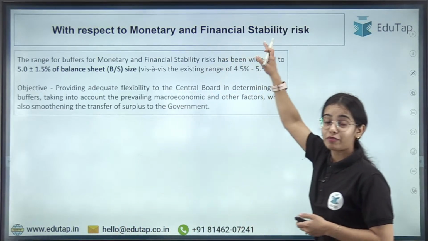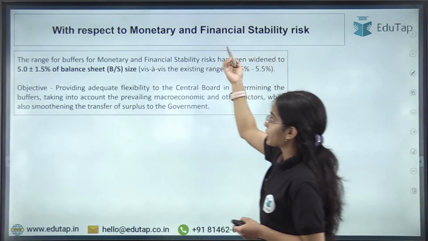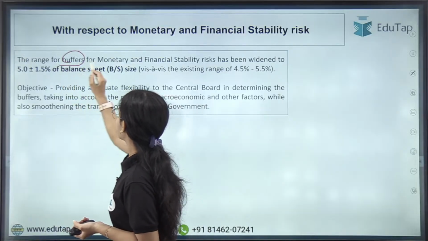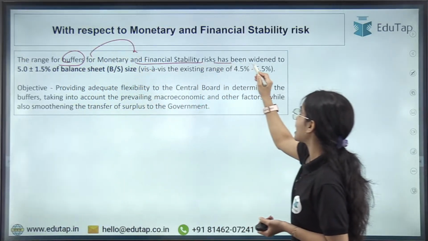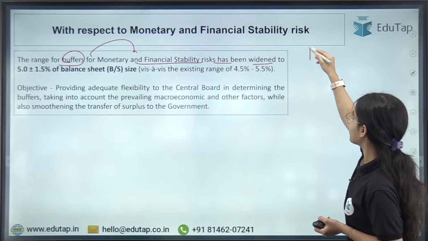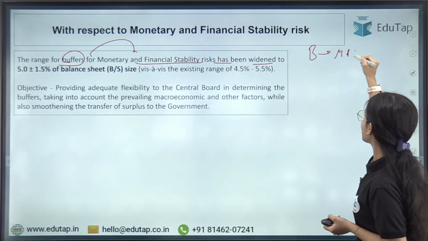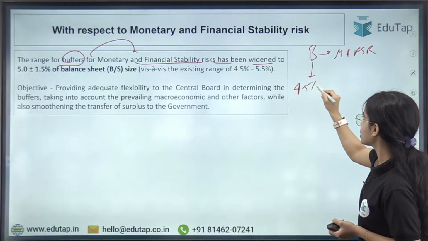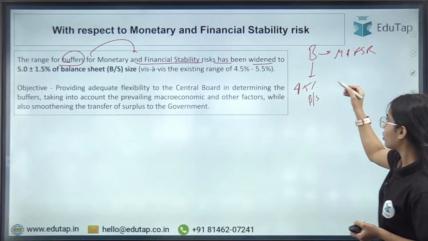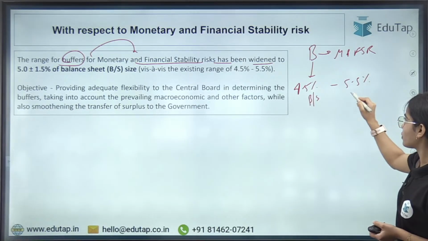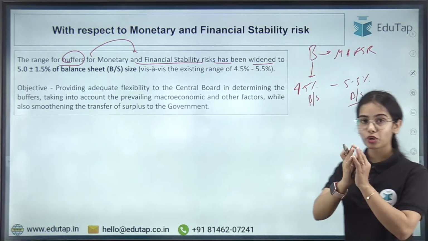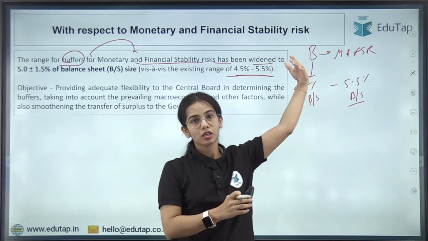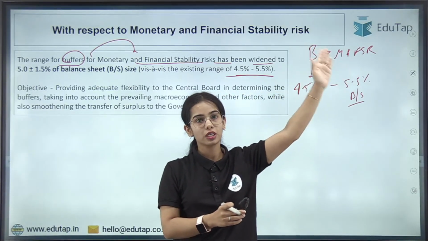with respect to monetary and financial stability risk. Okay, so now what has happened? Very basic now, just the numbers will come. So the range for buffers for monetary and financial stability risk has been widened. So before, the buffers for the monetary and financial stability risk were within the range of 4.5% of the balance sheet to 5.5% of the balance sheet. Okay, so previously, this was the range that was provided for the monetary and financial stability risk.